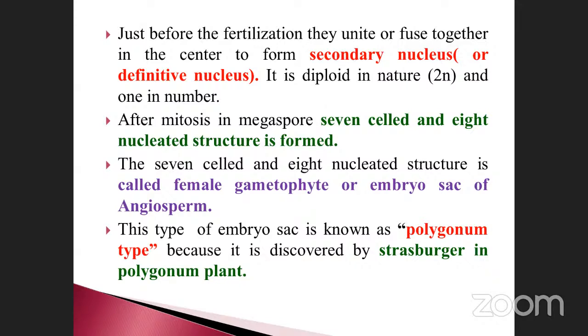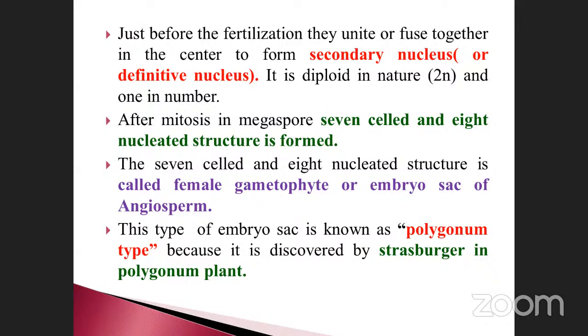So it is otherwise called what? Polygonum type. Why is it called polygonum type? The 7-celled and 8-nucleated structure of the embryo sac is mostly found in the Polygonum plant. That's why they have given the name polygonum type. This type of embryo sac is known as polygonum type because it was discovered by Strasburger in the Polygonum plant.